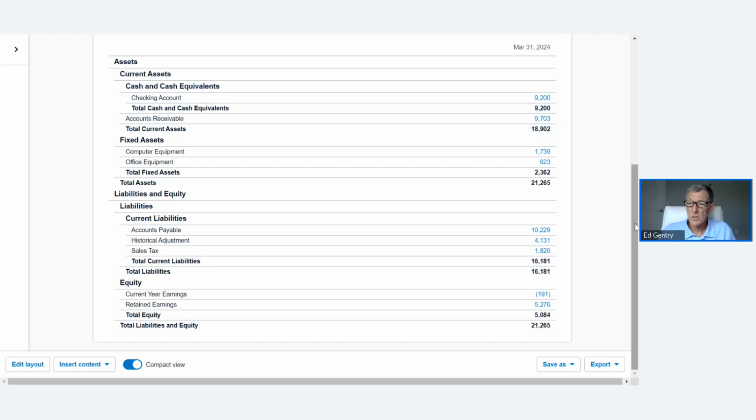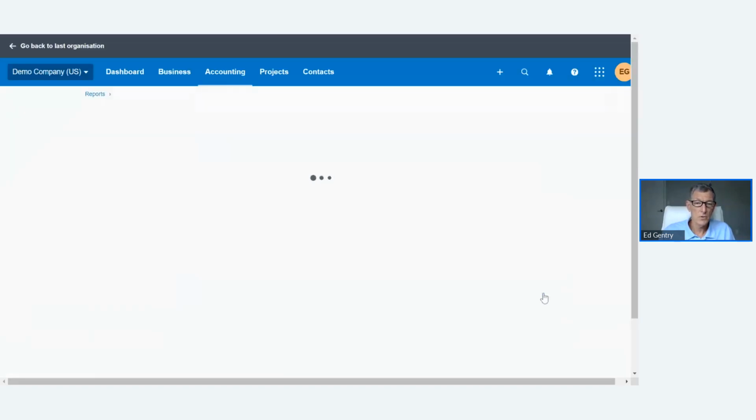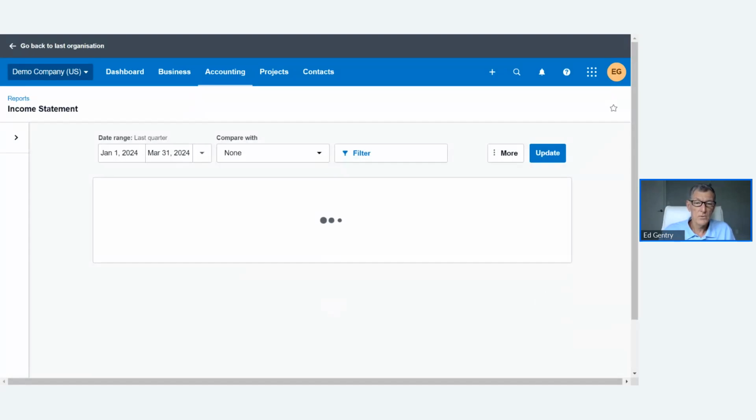So as we stated at the beginning, the formula is assets, which is this number, minus liabilities, which is this number, equals owner equity, which is this number. Now, here's where the income statement and the balance sheet work together. So you'll see here in equity, it's broken down into two types. Current year earnings, which is negative $191. And if we click on that, that should take us to the income statement for that period. And let's see if it does.